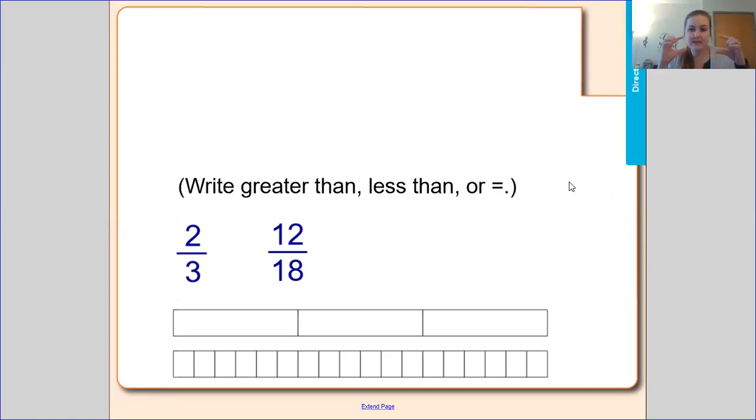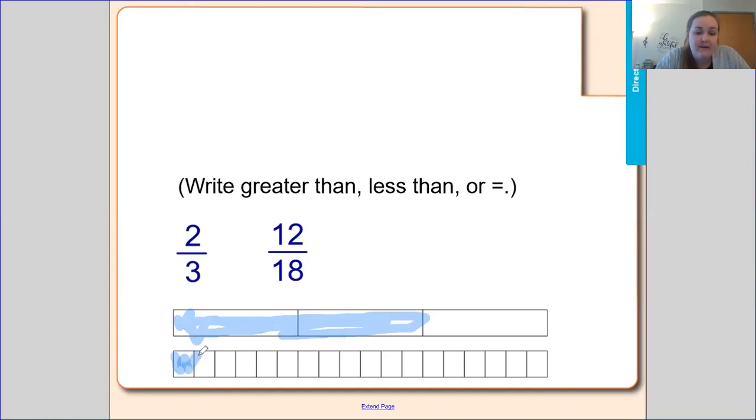It's kind of like you take a strip and you cut it up. It's just kind of like if you had a pizza and you cut it up into slices. So if you had 2/3 and 12/18, what I'm going to do is color in each one. So I'm going to do my 2/3. Here's my 2. I'm just going to do it like this. 1, 2/3. Okay, so that's 2/3 to show my fraction strip. Over here, 12/18.